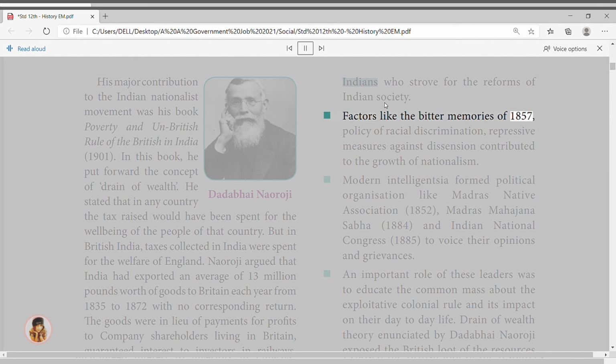Factors like the bitter memories of 1857, policy of racial discrimination, and repressive measures against dissension contributed to the growth of nationalism. Modern intelligentsia formed political organizations like Madras Native Association, 1852, Madras Mahajana Sabha, 1884, and Indian National Congress, 1885, to voice their opinions and grievances. An important role of these leaders was to educate the common mass about the exploitative colonial rule and its impact on their day-to-day life. The drain of wealth theory enunciated by Dadabhai Naoroji exposed the British loot of the resources of India.